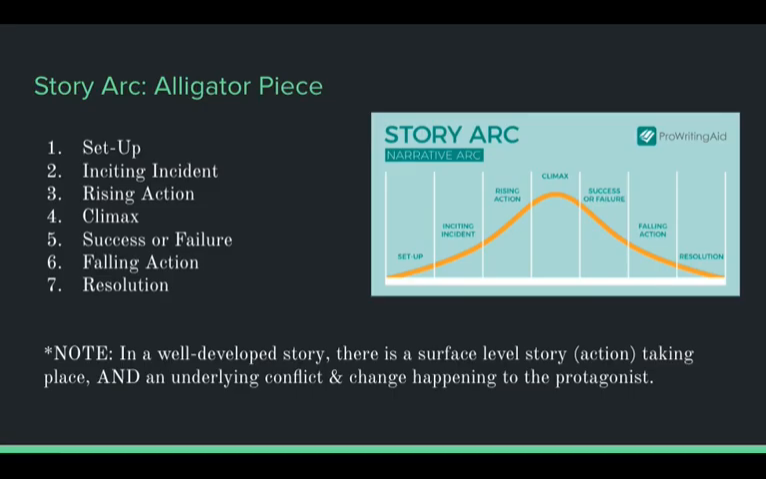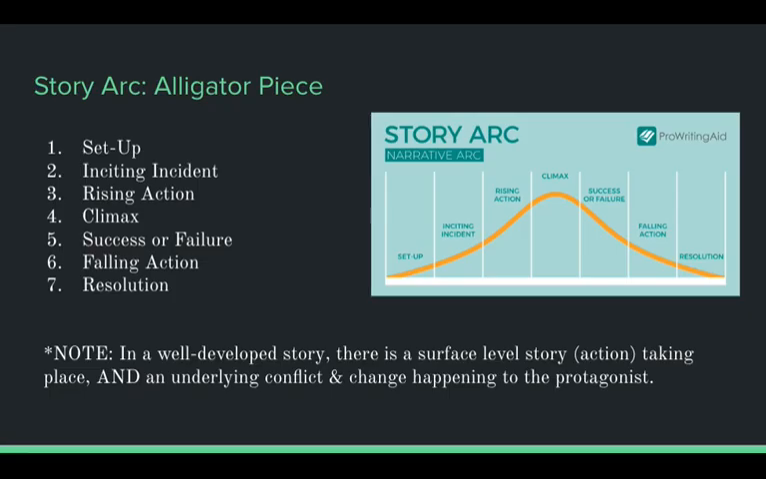But remember that in a well-developed story, no matter how long or short it is, there's the surface level story. So in Harry Potter, this is that being at the aunt and uncle's house, learning he's a wizard, going to Hogwarts, fighting the troll, going back home, right? That's like the physical things that happen in the story.